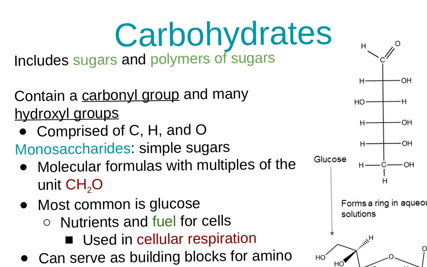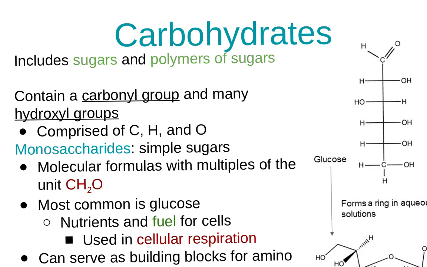Carbohydrates can be identified because they contain a carboxyl group, and many of them also have these hydroxyl groups. They're all composed of carbon, hydrogen, and oxygen. So monosaccharides, those are simple sugars. They all have a molecular formula in multiples of C1H2O1. So they're all going to be multiples of the same chemical formula, CH2O. The most common of these is glucose.